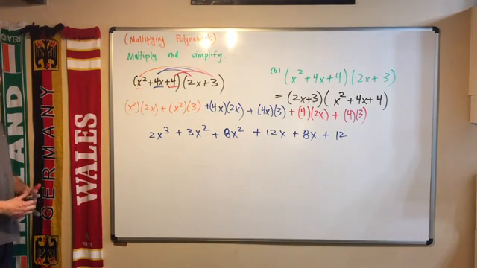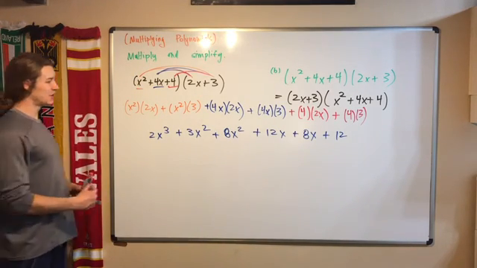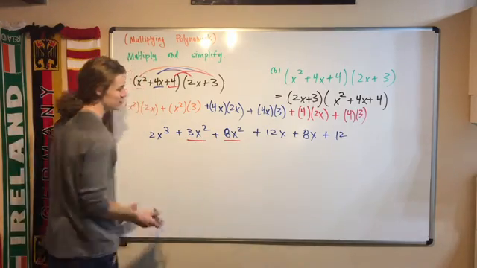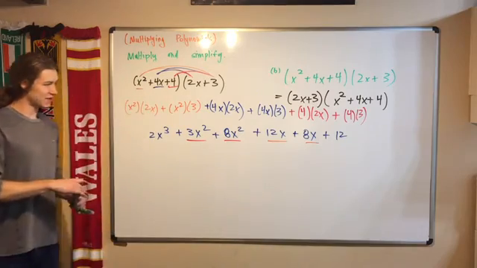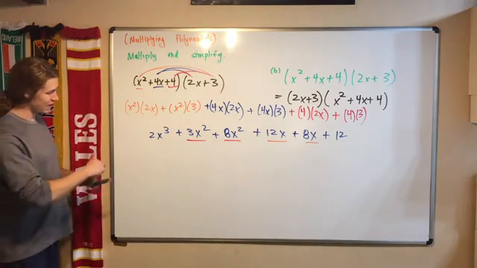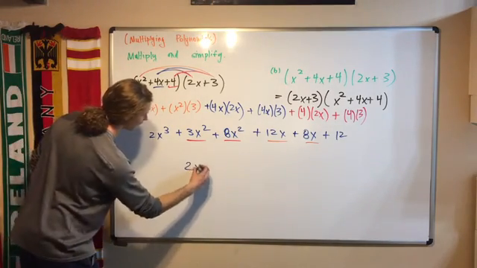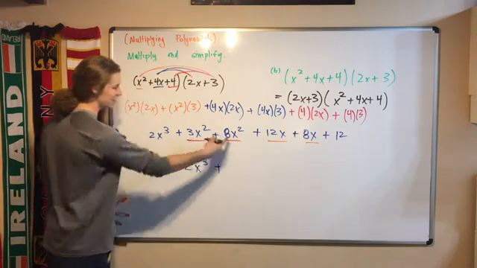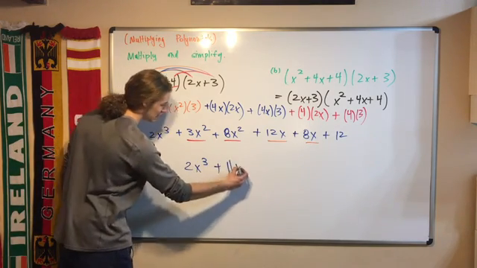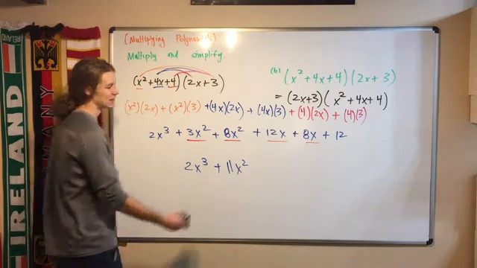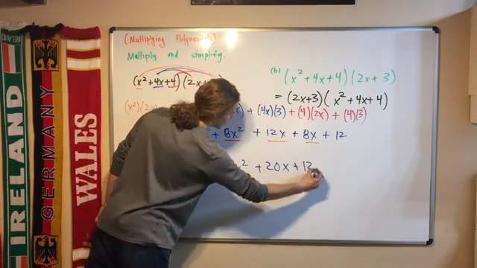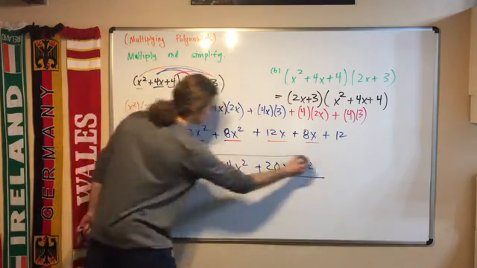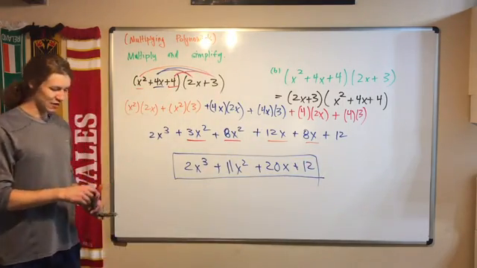At this point, we can see we have some like terms which we could combine. We have some squares that we'll combine, and we also have some just first powers of x that could combine. If we do that, what will we have? We'll have 2x cubed plus 3x squared and 8x squared make 11x squared. 12x and 8x make 20x. And we still have that plus 12. And that's going to be our solution for part B right there.